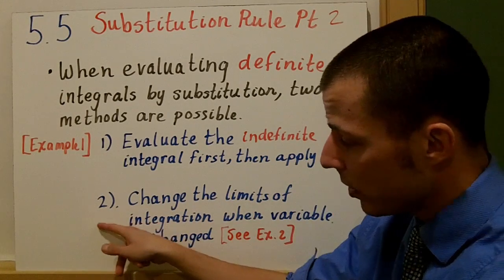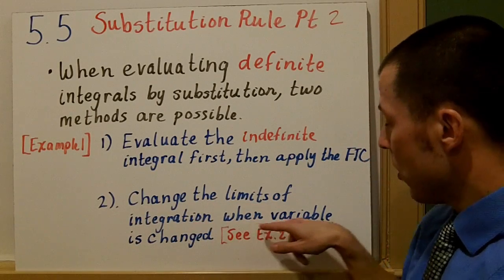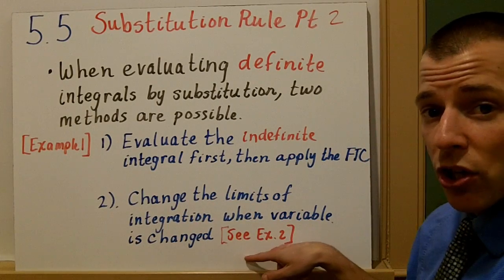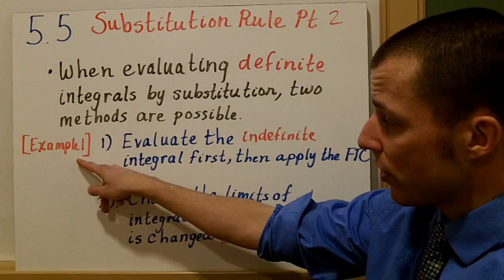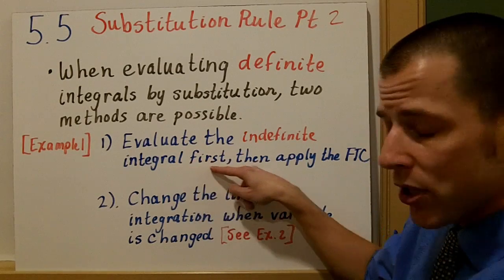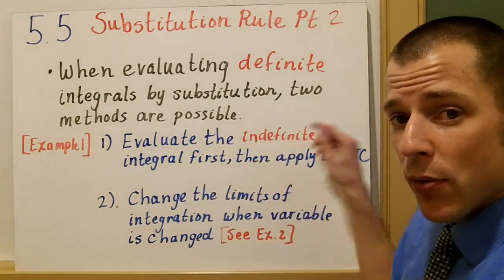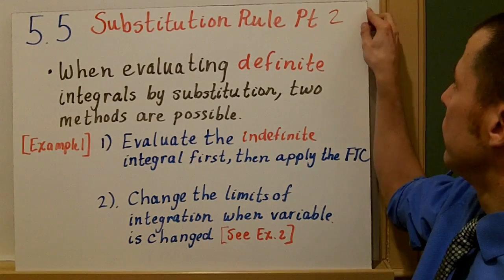Okay, we're going to primarily use method 2, which is changing the limits of integration when the variable is changed. And you're going to look at examples 2, 3, and 4 using this method. I'm going to show you this first and just let you know that we can use this method to evaluate definite integrals, but number 2 is preferable.